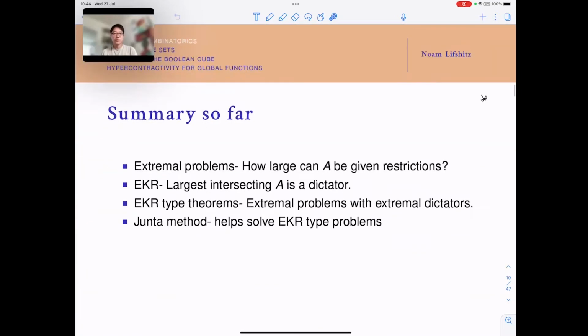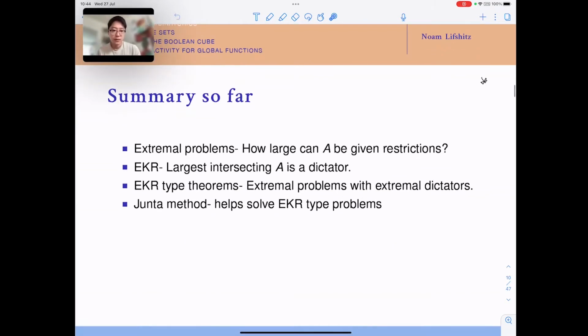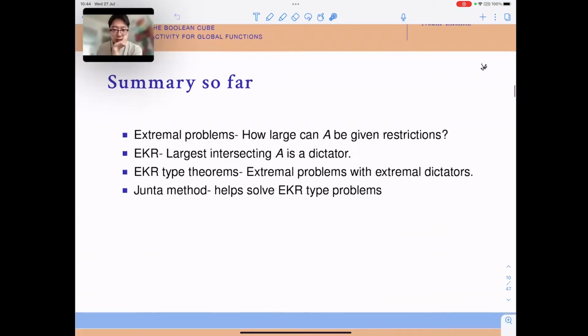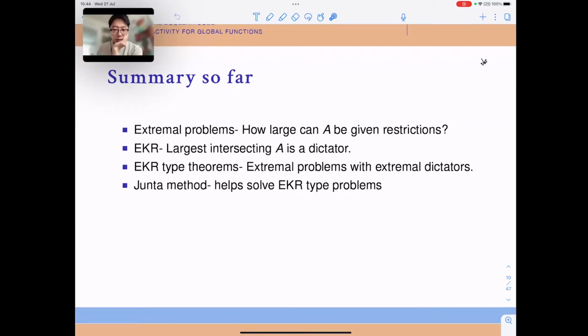Okay, so what do you have so far? We talked about what extremal problems are, which I assume most of you already knew. So how large can a set be given restrictions? And we talked about the Erdős-Corrado theorem. This is the largest intersecting family is a dictator. And we talked about Erdős-Corrado type theorems, which are extremal problems with extremal dictators. And also we talked about the junta method, which uses this notion of juntas and approximation by juntas to solve Erdős-Corrado type problems.